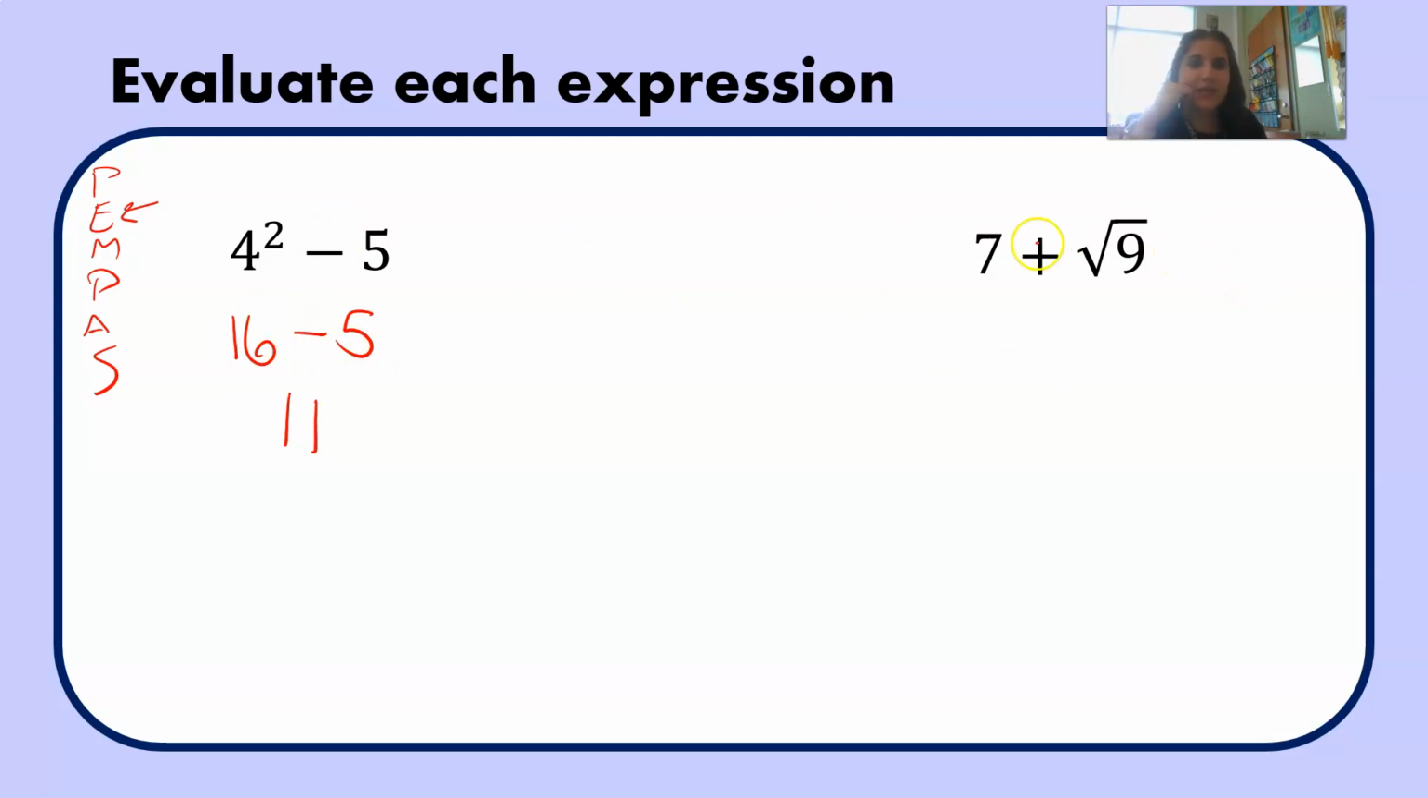All right, and now over here, we have a radical, so we're gonna do that first. So I'm not gonna do anything to the 7 yet, leave the 7. The square root of 9 is 3, so 7 plus 3 is 10.